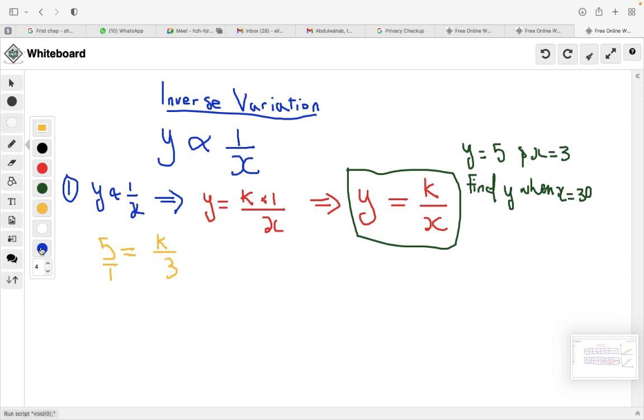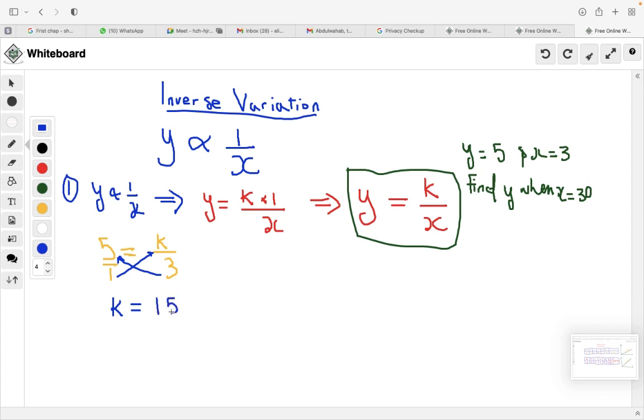Cross multiplication means you use the denominator of this one to multiply the numerator of this one, vice versa, and use the denominator of this to multiply the numerator of this one, vice versa. So k times 1, let's do this one first. k times 1 is k. And then on the other cross diagonal, we say 3 times 5, we get 15. So our k value is 15.